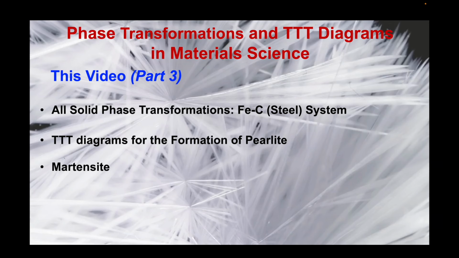In particular, we will learn how to read the TTT diagram for the formation of pearlite, where the high-temperature form of carbon-containing iron, called austenite, transforms to a different carbon-free iron phase plus iron carbide, called cementite. We will also use the diagram to show how rapid quenching produces the hardest form of steel, martensite.